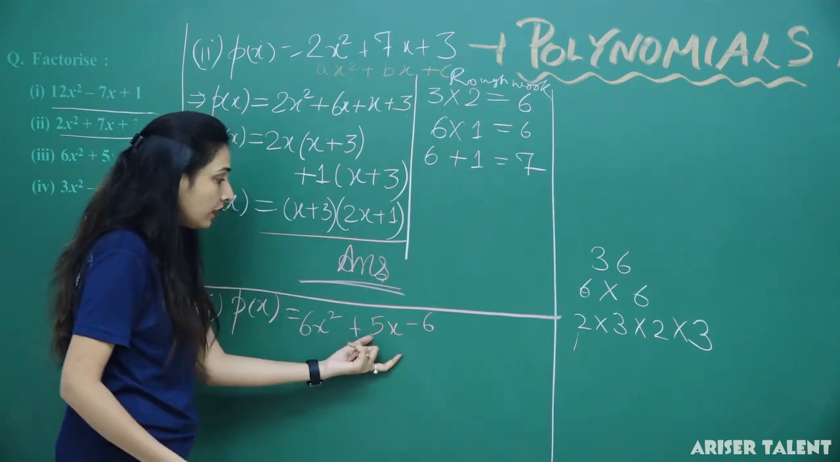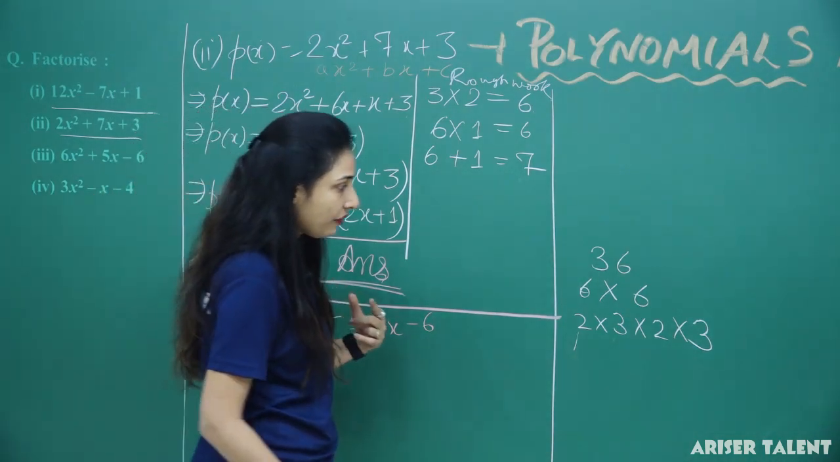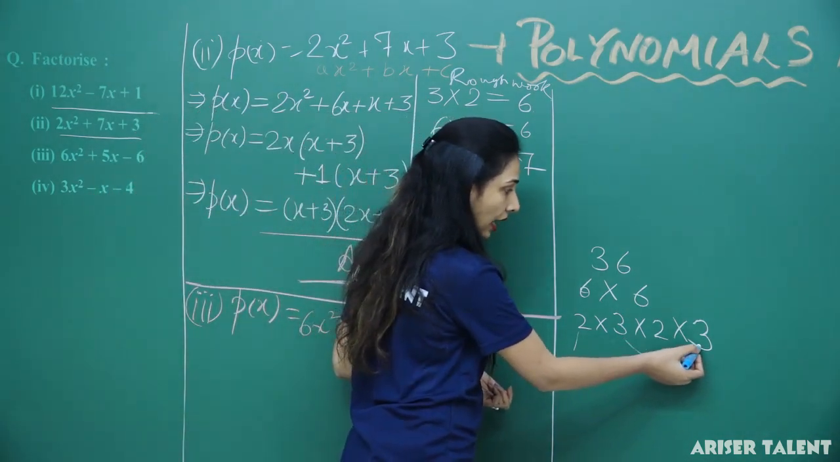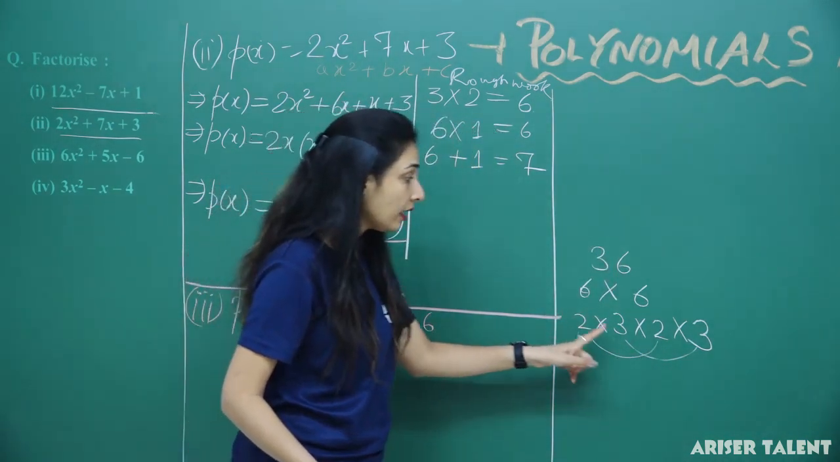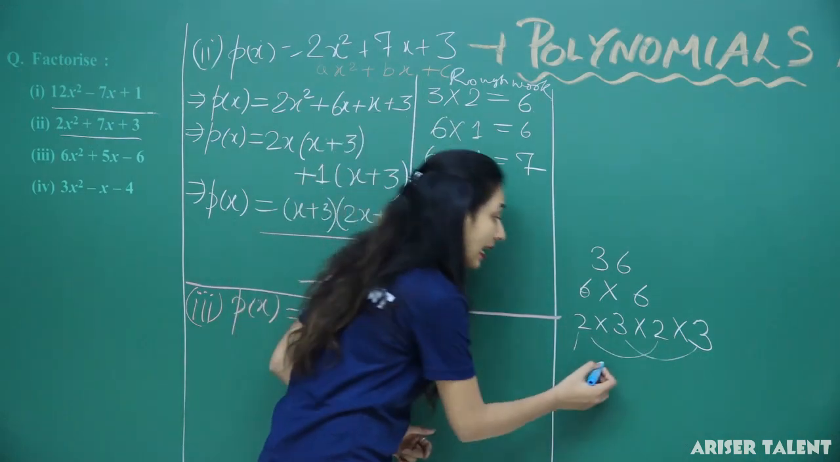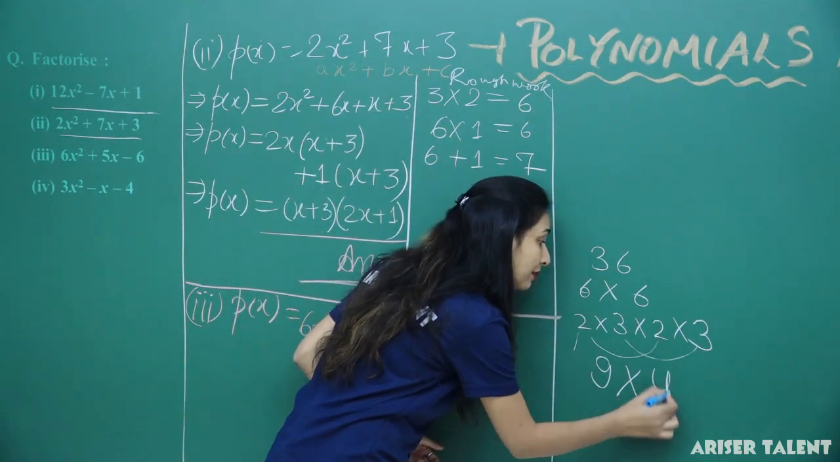Now, what do I have to make? This 5x. How can I make 5x? This is 9 and this is 4. Look here again. This is 9 and this is 4. That means I can write it like 9 multiplied by 4.